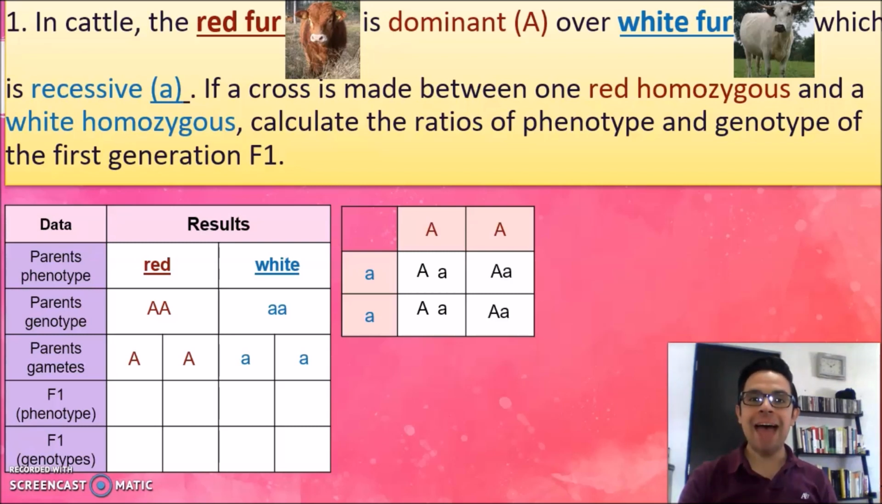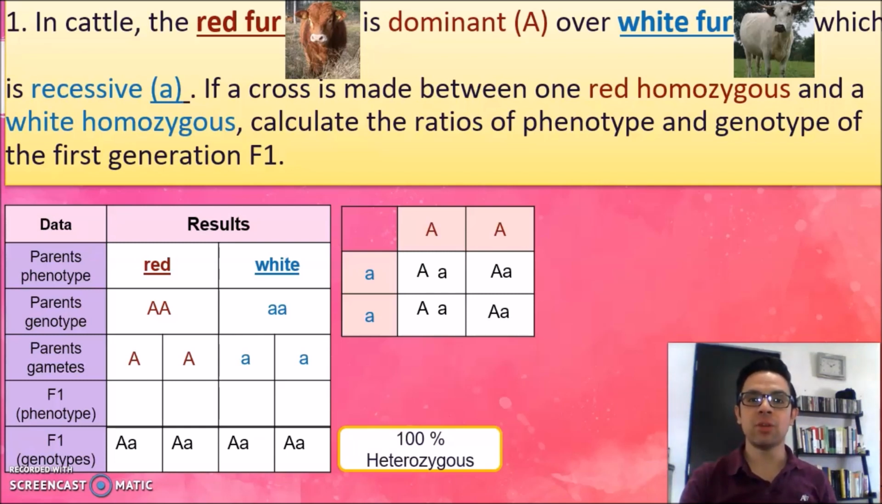The problem asks for the ratios of phenotype and genotype of the offspring. We have it inside the Punnett square. The genotypes for the offspring will be all heterozygous. Remember that heterozygous means different genes or different alleles. It will be one uppercase and one lowercase. In this case, the offspring will be 100% heterozygous. What about the phenotypes?